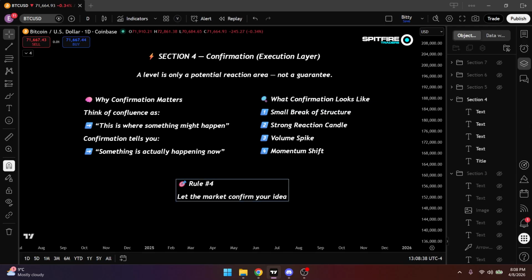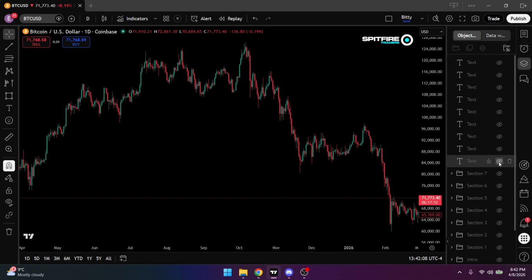So rule number 4 is let the market confirm your idea. Don't try to predict the exact bottom or top. Let price show you that the level is respected, the reaction is real, and momentum is shifting. Let's see a real example. We start with step 1.